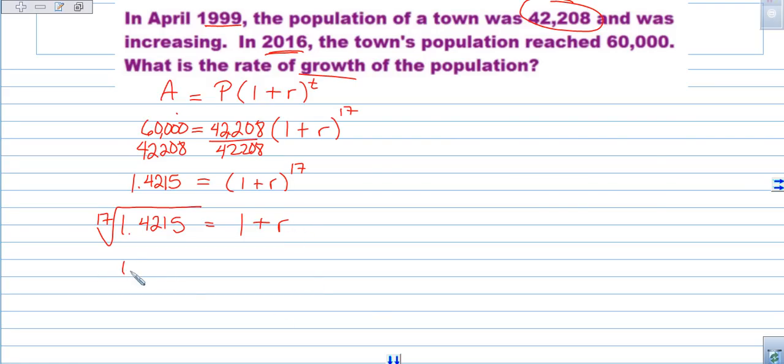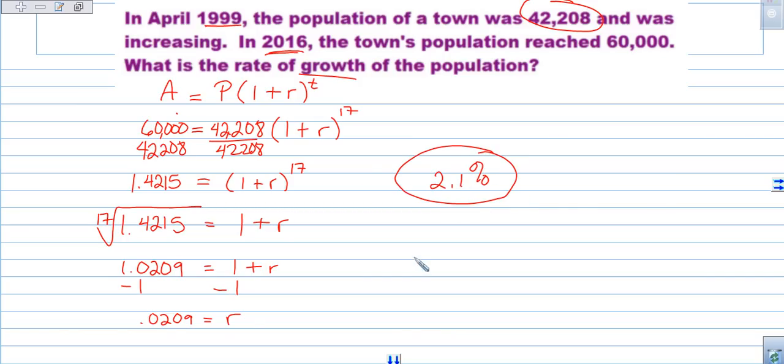That equals 1.0209 equals the 1 plus the r. Subtract the 1, subtract the 1, so you get 0.209 equals r. So our rate of growth for this would be 2.1% roughly. I just take this, you move the decimal 1, 2 over, and then 0.9 makes that round up to 1. You could have just left it at 2%, and you should have been able to figure that out.